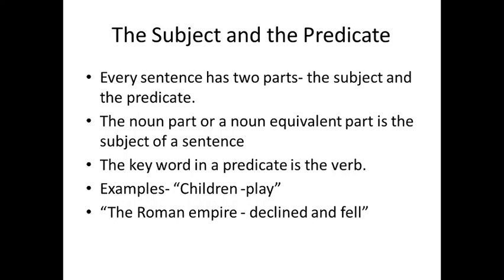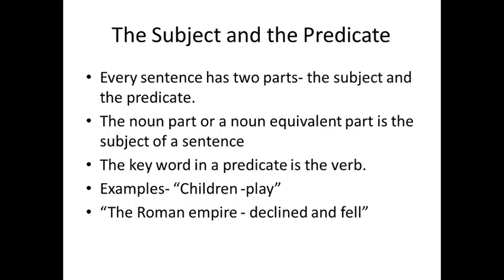So, the first chapter introduces a basic concept about English sentences, the subject and the predicate. So, this is the basic division or the primary cut of a sentence. A sentence can be divided into two parts, the subject and the predicate. So every sentence has two parts, the subject and the predicate. The noun part or a noun equivalent part is the subject of a sentence. And the key word in a predicate is the verb.